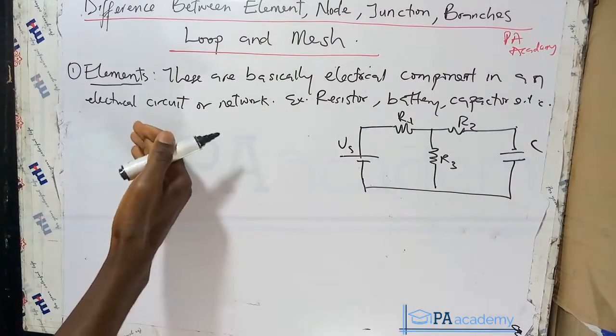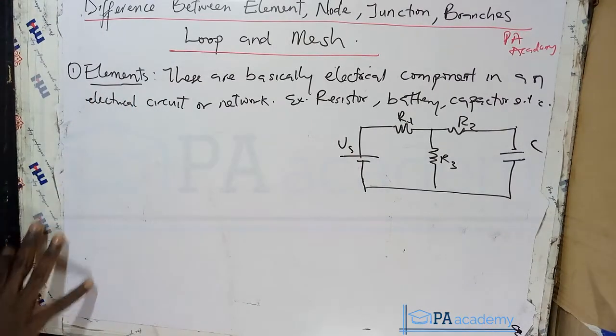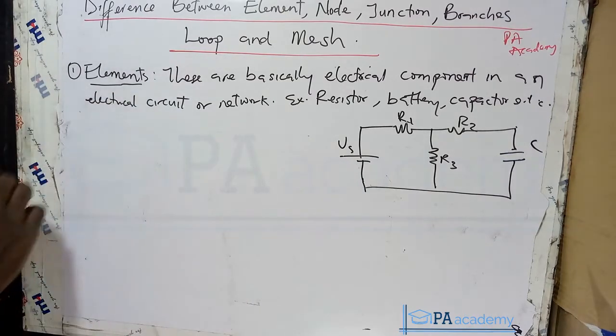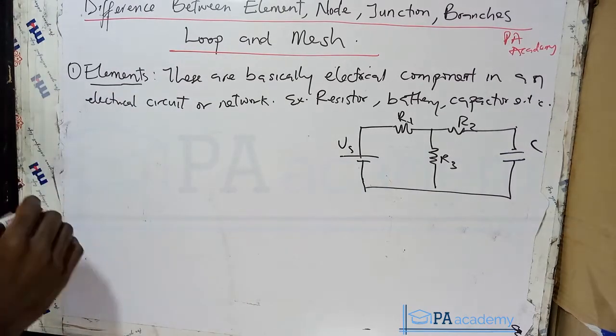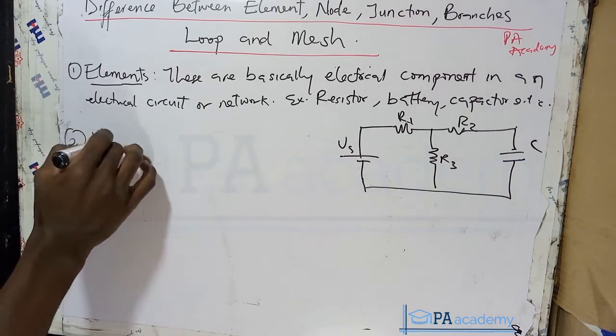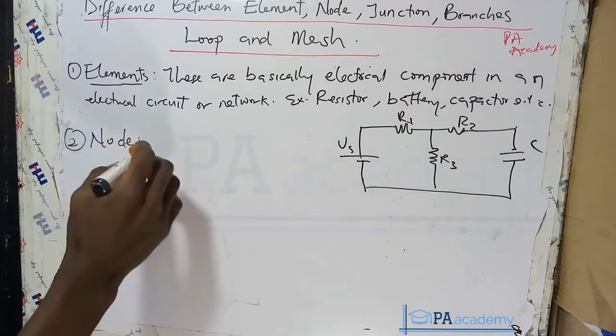Don't mistake it with the one you find in chemistry, where you have hydrogen, helium, lithium. That's not the one we are talking about here. So that is it for elements. Now let's go to the next one, number 2, which is node. So the definition for node is what?